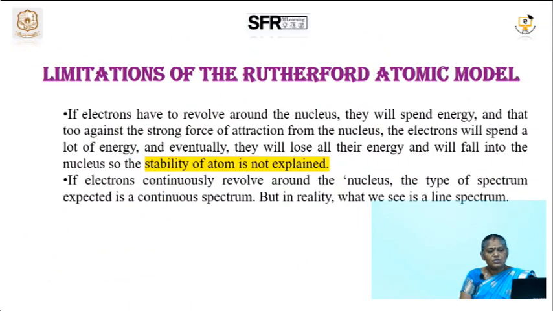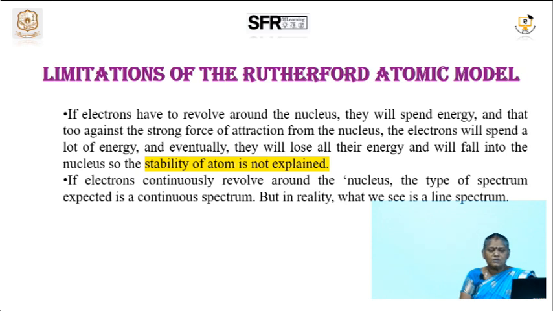What are the limitations? If the electrons have to revolve around the nucleus, they will spend energy, and that too against the strong force of attraction from the nucleus. The electrons will spend a lot of energy and eventually they will lose all their energy and will fall into the nucleus. So, the stability of the atom is not explained well by the Rutherford atomic model.